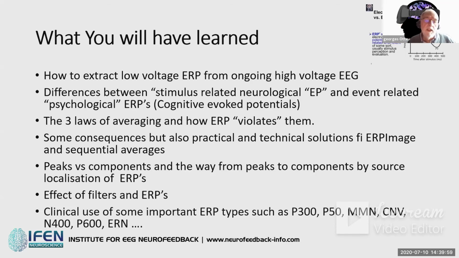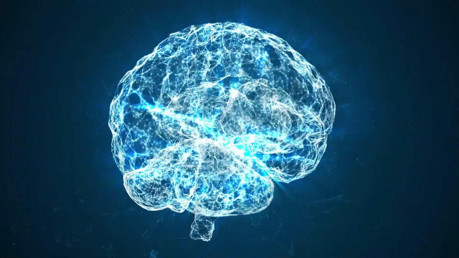And then we discuss and we have questions, I think, about the clinical use of some of these important types of event-related potentials, like the P300, P50, mismatch negativity, the contingent negative variation, and the other ones.